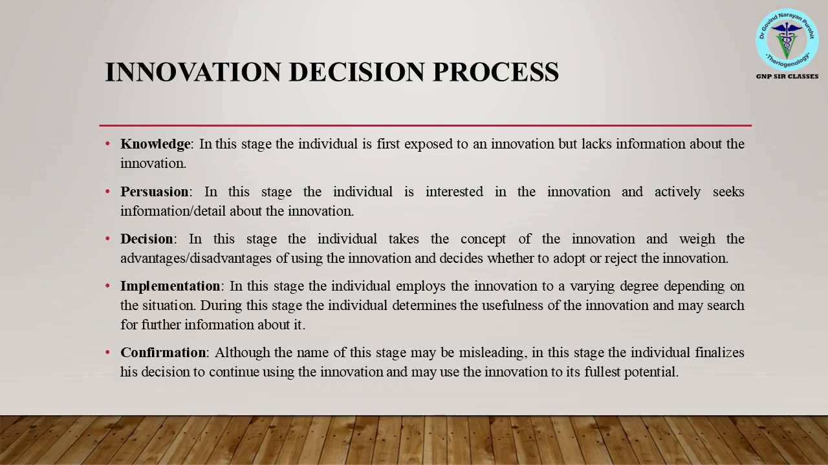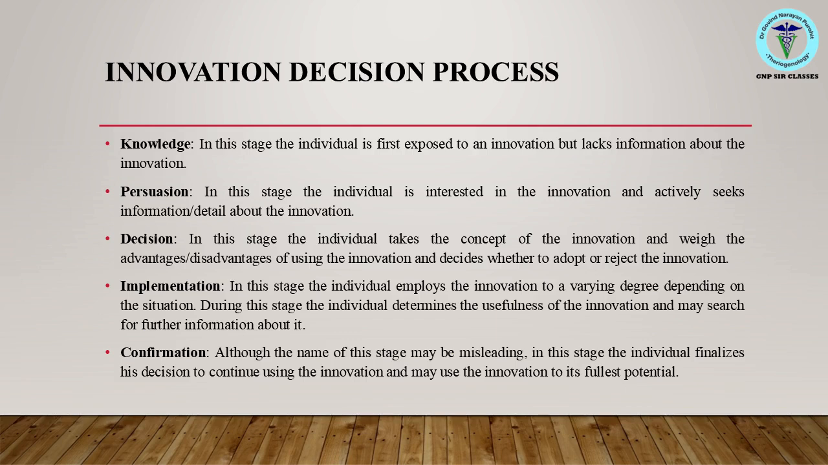Innovation decision process. Knowledge: in this stage the individual is first exposed to an innovation but lacks information about the innovation. Persuasion: in this stage the individual is interested in the innovation and actively seeks information and detail about it. Decision: in this stage the individual takes the concept of the innovation, weighs the advantages and disadvantages of using it, and decides whether to adopt or reject the innovation.